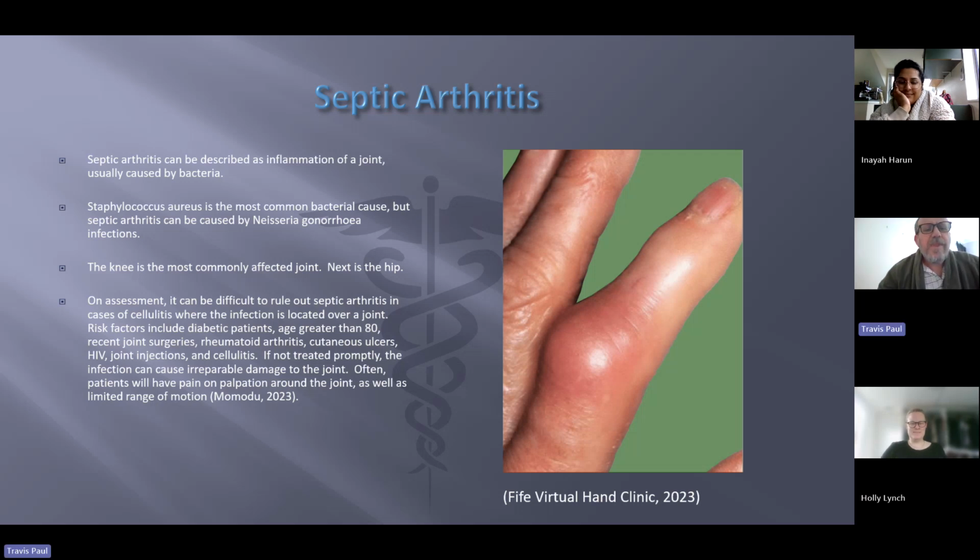Next is the hip. On assessment, it can be difficult to rule out septic arthritis in cases of cellulitis where the infection is located over a joint. It may be that it hasn't fully invaded the joint, but it's on its way. So you're really taking it in your own hands if you release a patient into the community who has cellulitis over a joint. That might be a reason you might want to transport them.